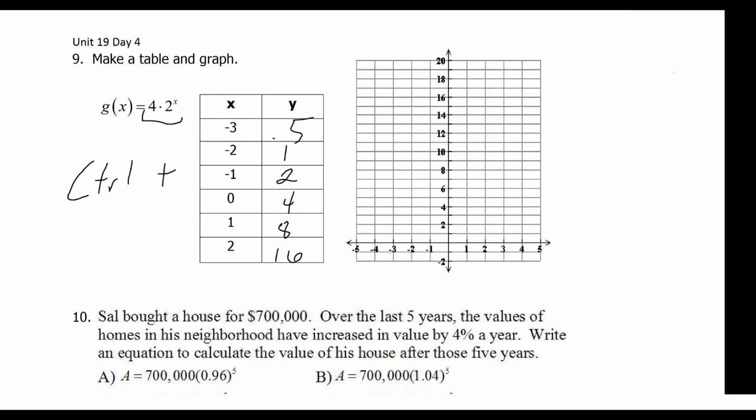Now all I have to do is go ahead and put these onto my graph. I'll go over to -3, go up 0.5. That's right about there. I go -2, up 1, -1, up 2, over 0, up 4, over 1, up 8, and over 2, up 16. So I go ahead and I draw my graph like that. And there we have it.